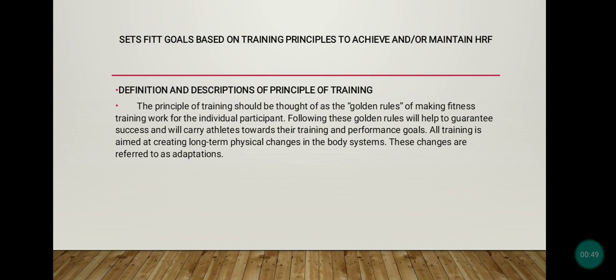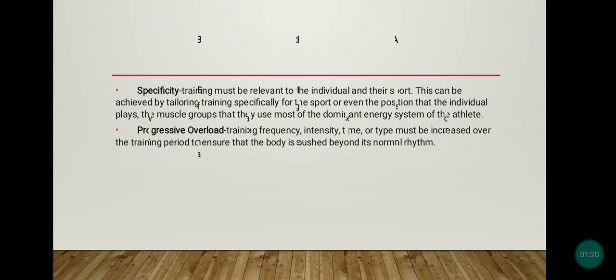The principles of training should be thought of as the golden rules of making fitness training work for the individual participant. Following these golden rules will help to guarantee success and will carry athletes towards their training and performance goals. All training is aimed at creating long-term physical changes in the body systems. These changes are referred to as adaptations. So the FIT principles, firstly we have specificity.